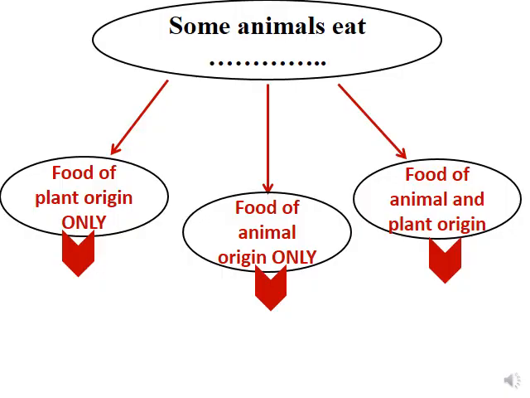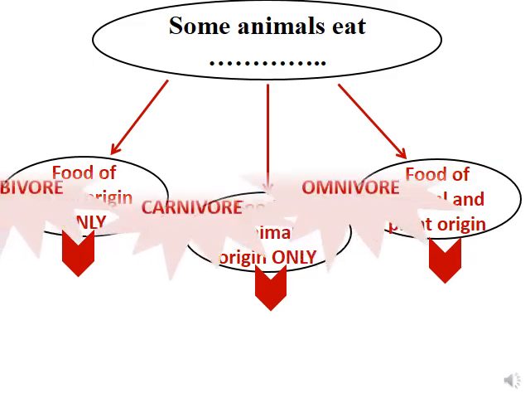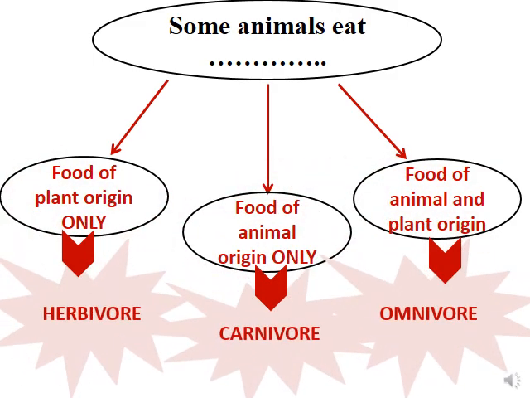Here in this slide, let's refresh your memory about the three types of food diet classification. We have omnivore, herbivore, carnivore. Herbivores are animals that consume food of plant origin. Carnivores are animals that consume food of animal origin only, while omnivores are animals that eat food of both plant and animal origin.